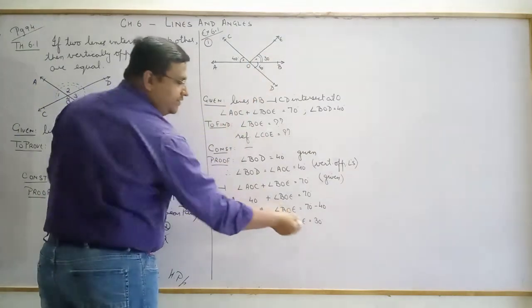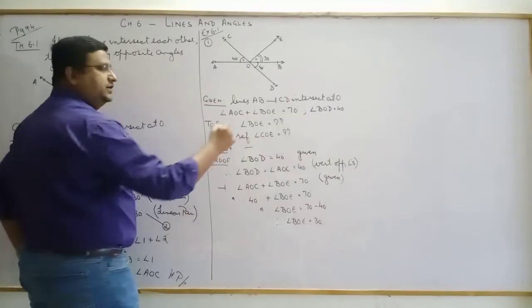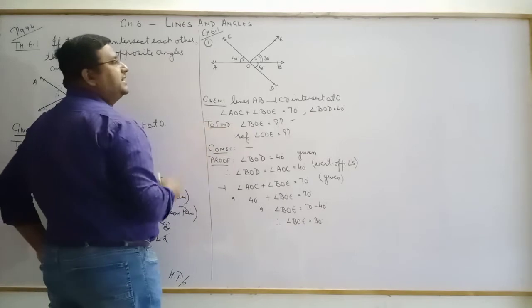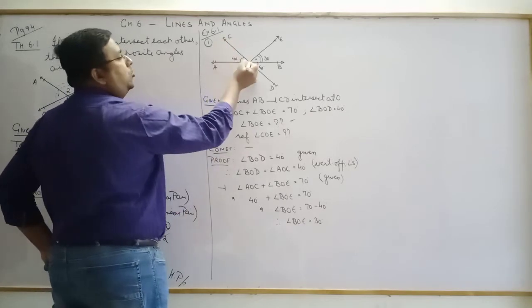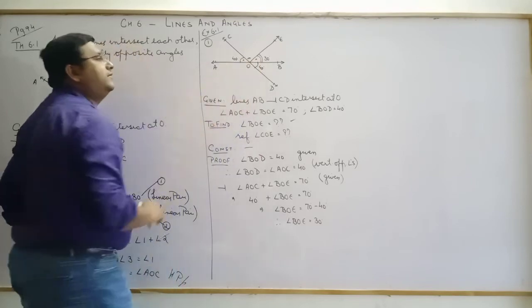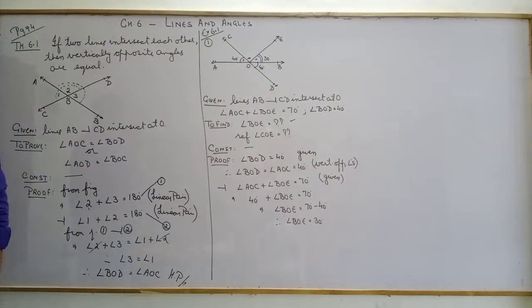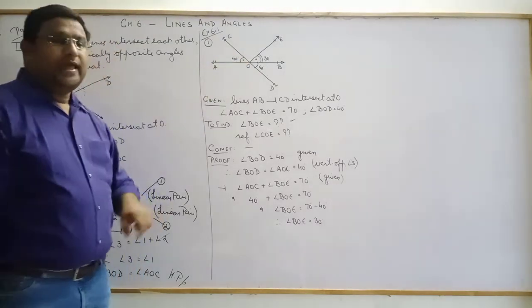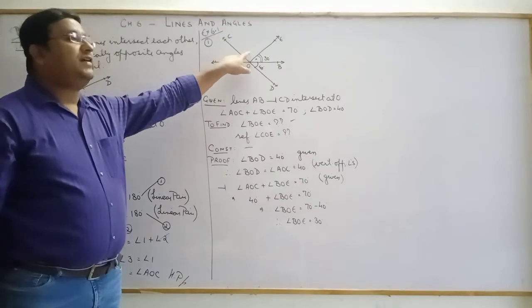BOE is 30. First answer done. Then he says reflex angle COE. So this is not the reflex angle. Reflex angles you have studied: they are more than 180 and less than 360. So can we find this angle? It is not reflexive. When we find it, we will find.